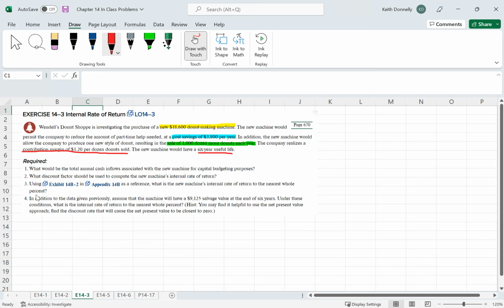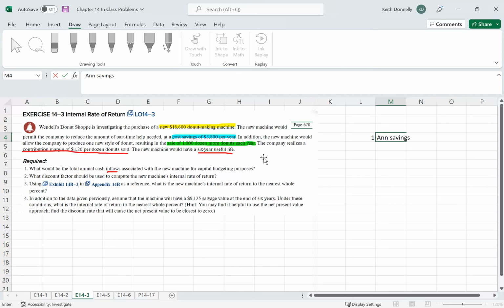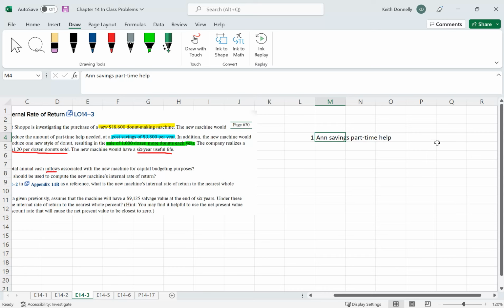They're asking us 4 items here to do. The first one says, what would be the total annual cash inflows associated with the new machine for capital budgeting purposes? Okay, so we got 1. They want to know what the inflows from it are. First off, they're telling us that we're going to have annual savings from part-time help. We'll save on that labor cost, so each year we don't have to hire as many employees. We save $3,800 there per year.